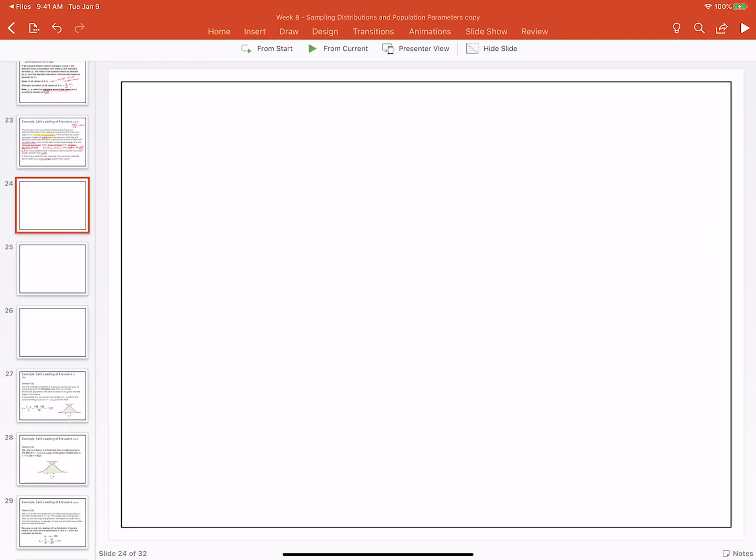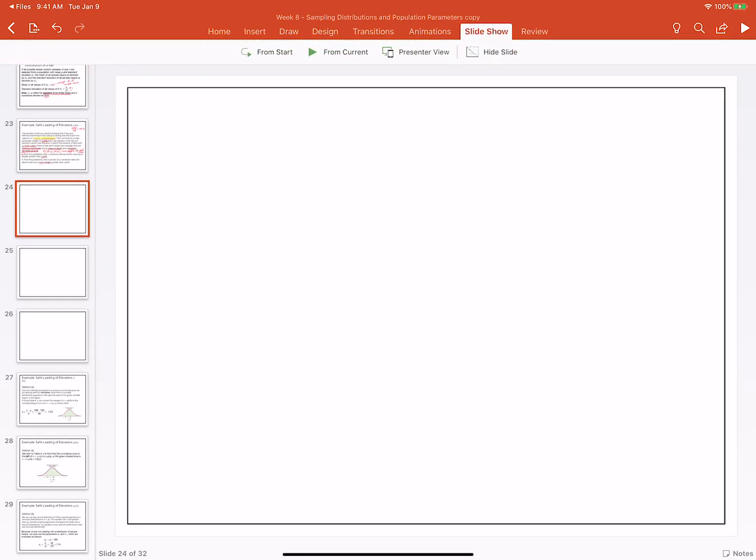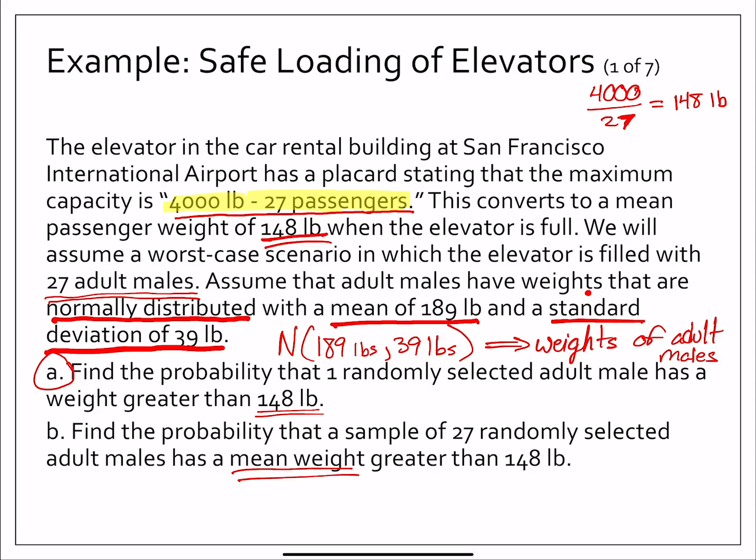All right. So let's look at the first one. So you can resume it. We're going to do the answer now. So let's look at the first one, right? So part A, right? What's part A say? Find the probability that one randomly selected adult male has a mean weight greater than 148 pounds. So this is part A.